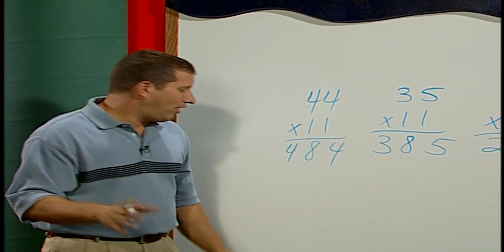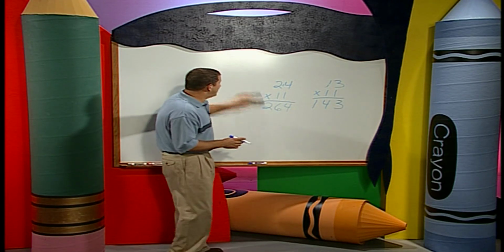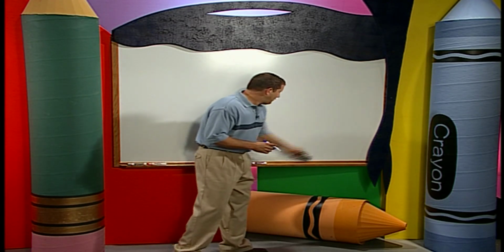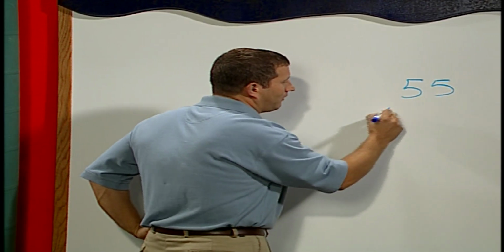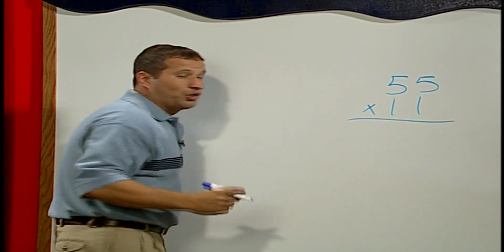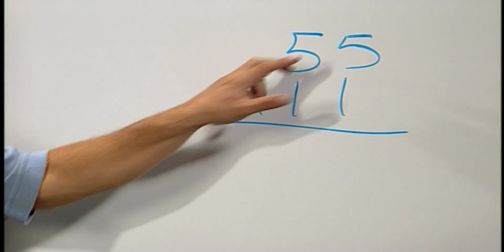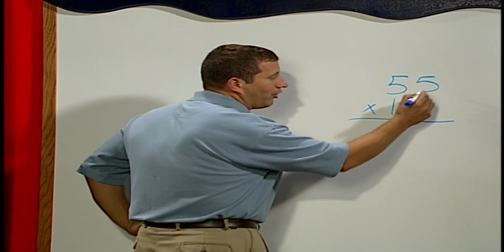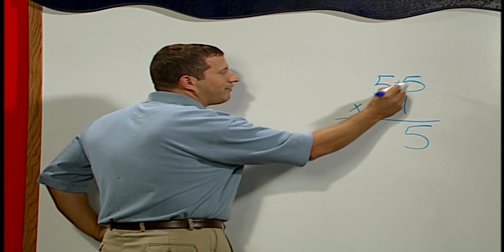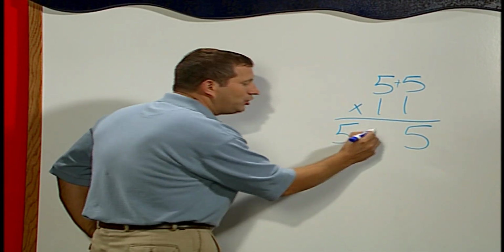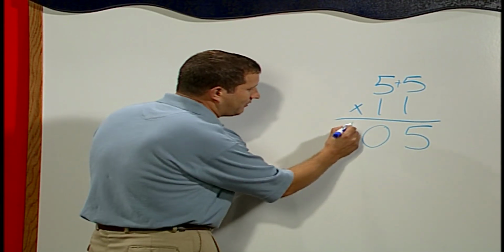484. It works for all numbers, but let me show you what happens if the number happens to carry, or add over 10. Let's make it easy. Let's do 55 times 11. Normally, a 5 would go here and a 5 would go here. But since these add to 10, there's going to be a carry. So let's bring the 5 down here and the 5 down here. So what's 5 and 5? 10. You put the 0 in the middle and you add 1 to the 5 to make it a 6.